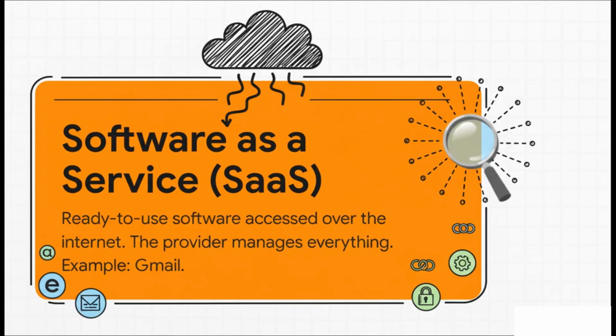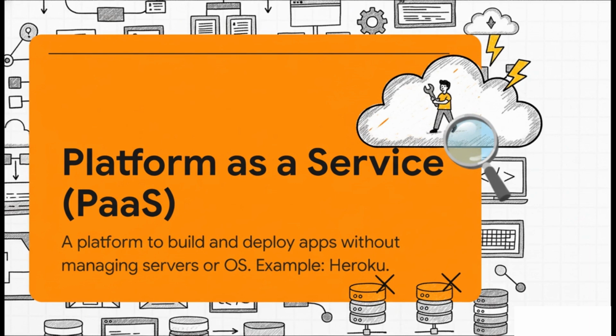Okay, let's start at the top of that pyramid with SaaS, which stands for Software as a Service. This is the one you already know and use every single day. It's just ready-to-go software that you access online. You just log in and start using it. You don't worry about updates, security, any of that back-end stuff. The provider handles it all. Think Gmail, think Office 365. That's SaaS.